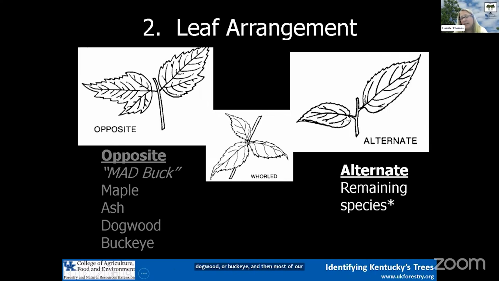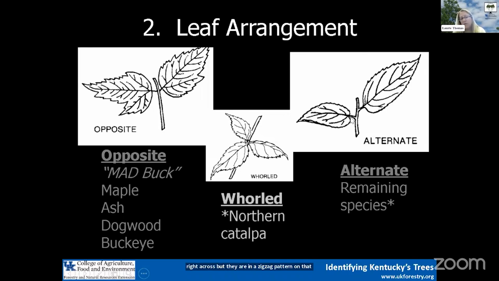And this is when those leaves are kind of zigzagged on that branch. So they're not right across, but they are in a zigzag pattern on that branch. So that gives you that alternate leaf arrangement. We do have one species, the northern catalpa, which has whorled leaves. And so those are whorled all right at the same area around that twig. And we had talked about the northern catalpa in one of the questions, but yeah, northern catalpa, whorled leaves.